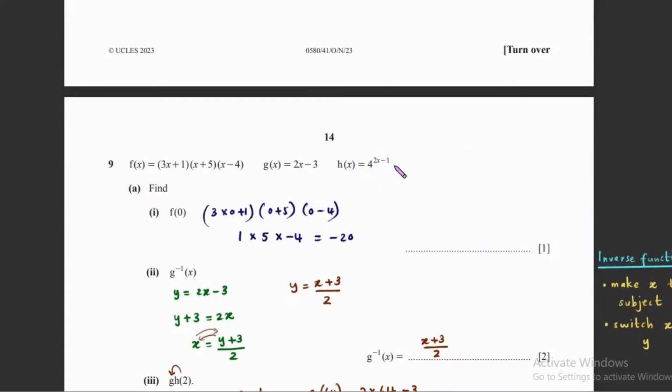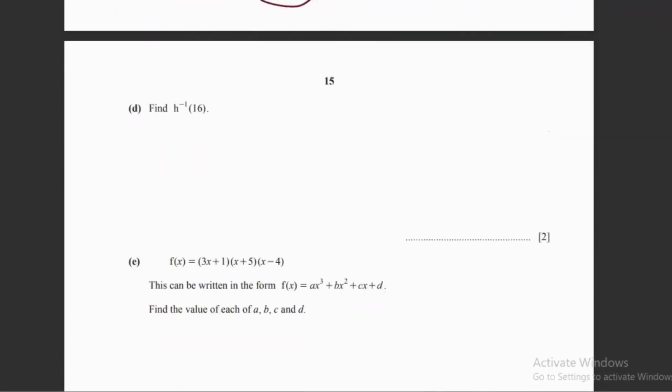But to find the inverse of this exponential function is going to be slightly difficult, because we have an index that is involved. We can do it using logarithms, but logarithms is not in the IGCSE syllabus. So due to that reason, we cannot use that. So I'm going to use a function machine, a diagram, to explain how this is done.